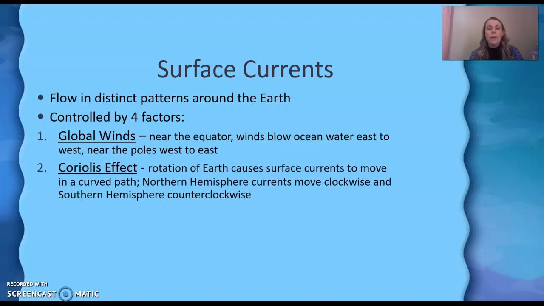The Coriolis effect is the rotation of the Earth causing surface currents to move in a curved path, not a straight path, it's curved. So in the northern hemisphere, currents move clockwise, and then in the southern hemisphere, they move counterclockwise.